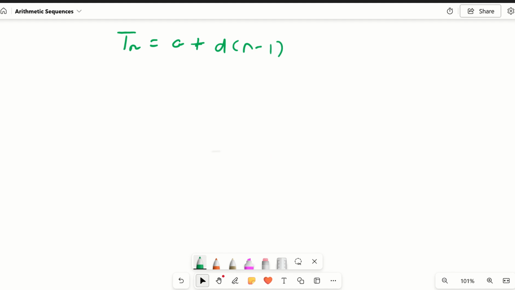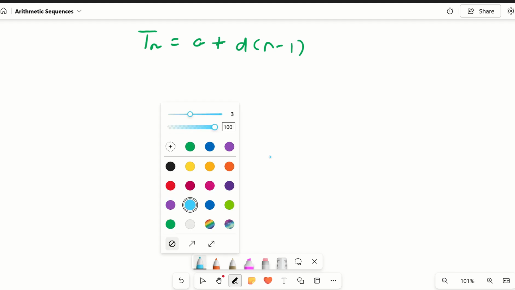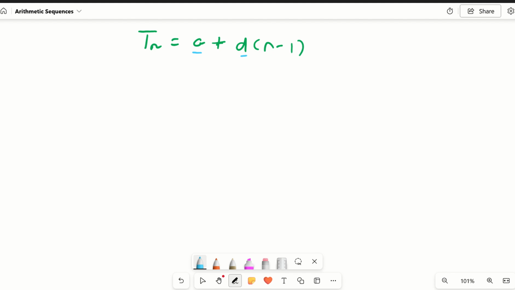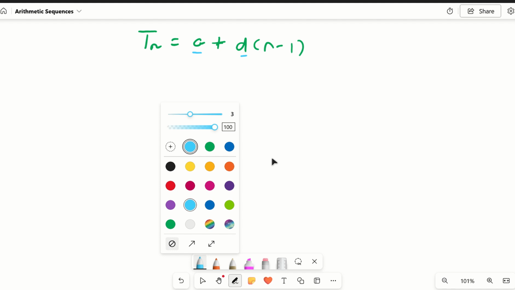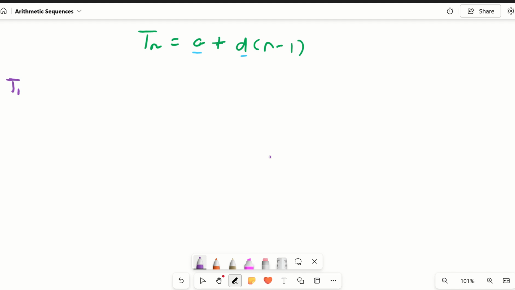So this is the general term of an arithmetic sequence, also known as the linear sequence. We already established that the A represents the first member, T1, while D represents the constant difference. But I want us to find T1 without knowing the values of A and D.